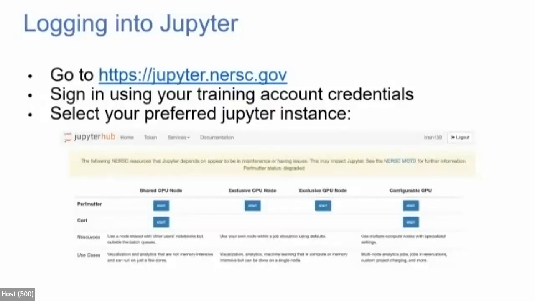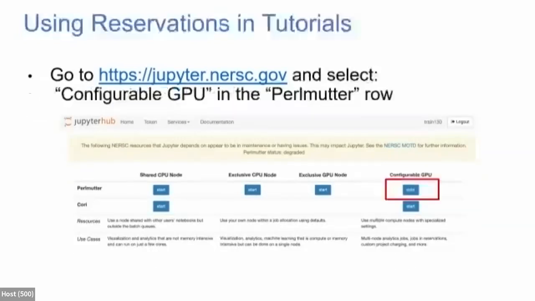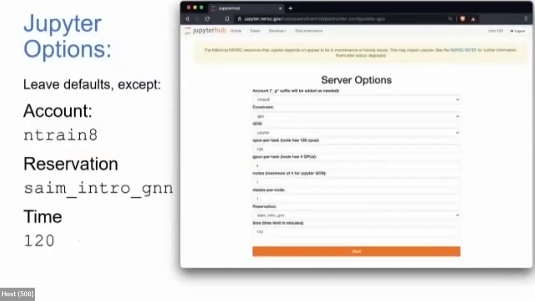Maybe I'll walk up to the microphone so people can hear. If you look at that screen, on the far right, you have a column called configurable GPU. If you select the top one, the configurable GPU on Perlmutter, then you should see a screen that lets you specify a bunch of things. Yeah, if you select that button, and next slide please. Okay, so there you see the screen.